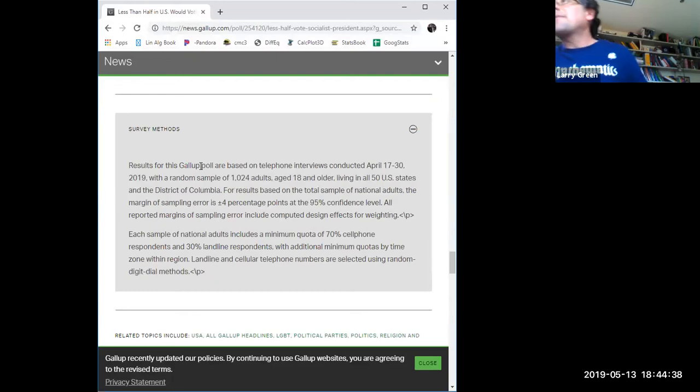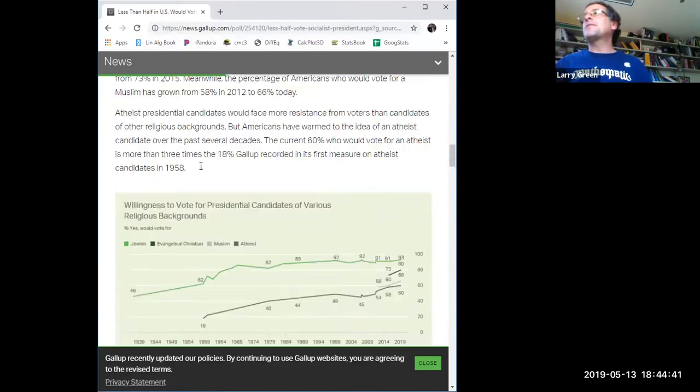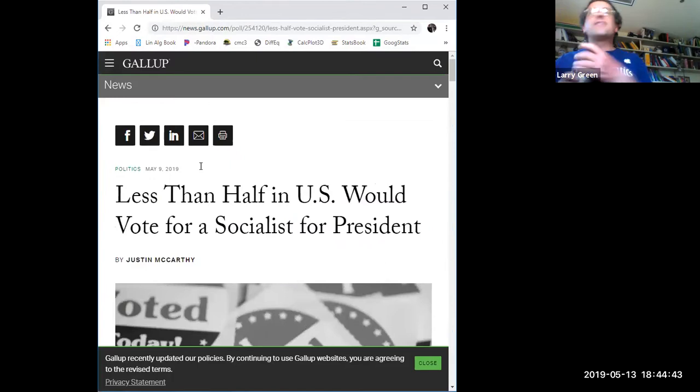Okay, so oops, at the top of this. All right, so this is Gallup. I like Gallup because they actually give enough information we can do everything. All right, less than half in the US would vote for a socialist for president. Okay, that's a big deal. Okay, why is that a big deal, by the way? This is not math, by the way. The reason why it's a big deal? Any thoughts? Okay, I guess you don't know your political science.